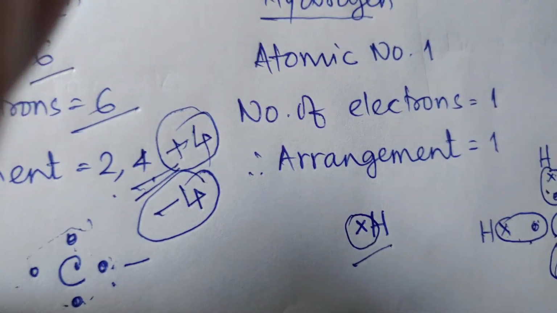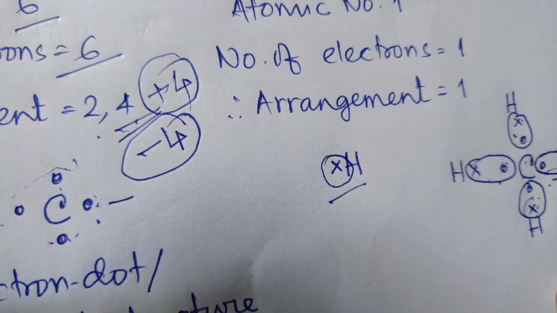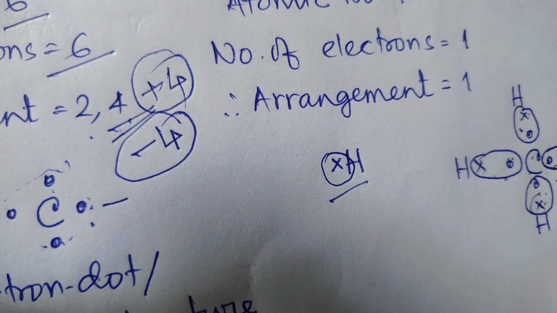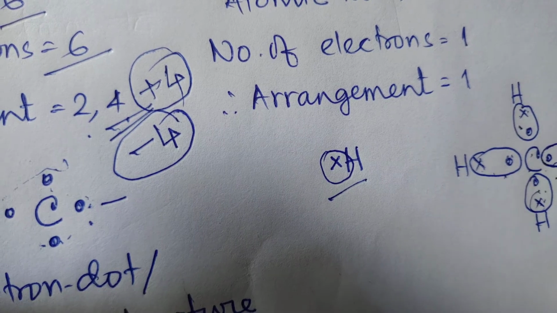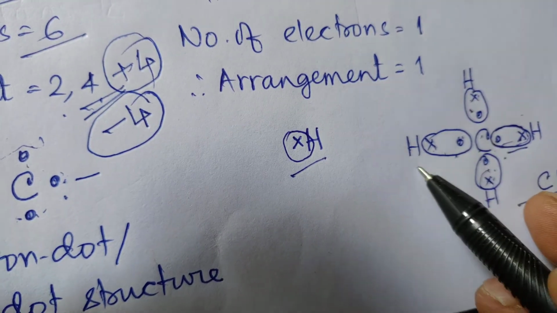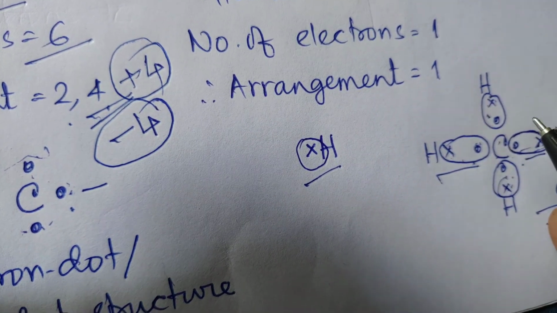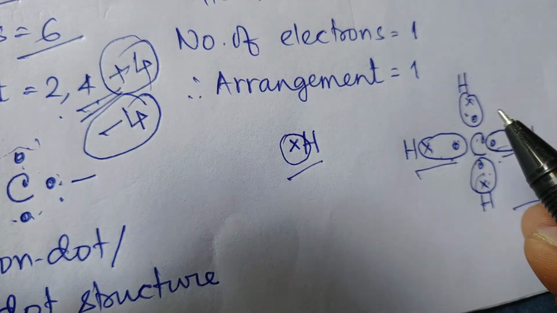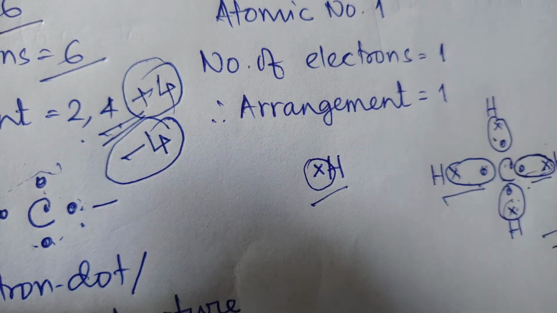This sharing of electrons can happen only if there are 4 electrons in the outermost shell of an element, and this formation of bonding is known as covalent bonding. So by this way, we will come to know the valency of the elements. Thank you.